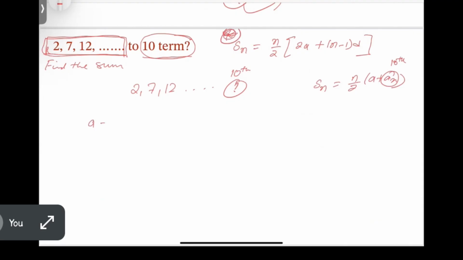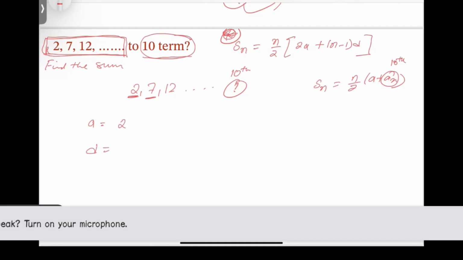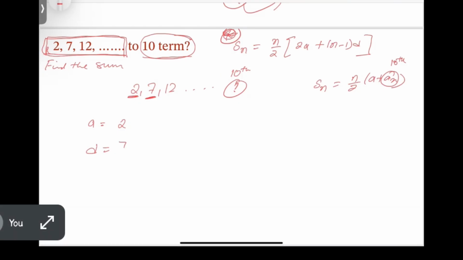A is the first term, which is 2. What is d? Common difference means the second term minus the first term. The second term is 7, so 7 minus 2, which is 5. So the common difference here is 5. You can cross-check: 2 plus 5 is 7, and 7 plus 5 is 12.